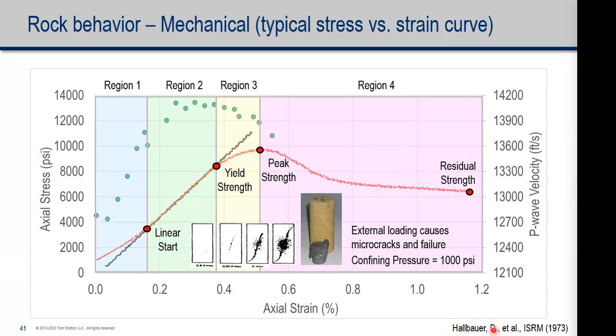This paper by Halbauer looked at thin sections and showed you that as you go beyond the elastic limit, you begin to create microcracks in the sample, and they begin to coalesce, and you can even see after failure the failure plane that was created as you loaded the sample. And then there's some residual behavior in region 4.